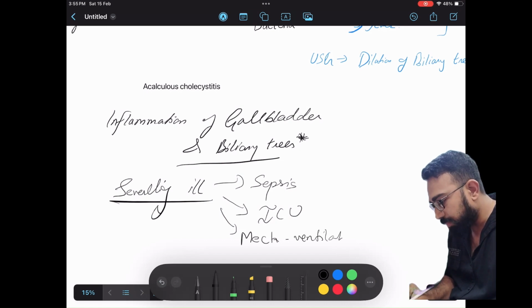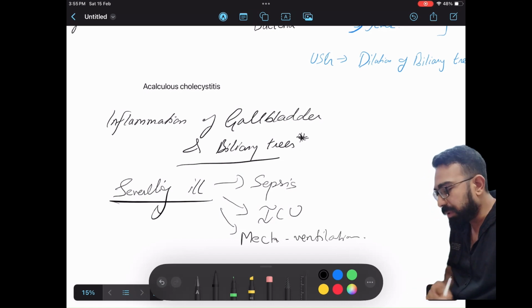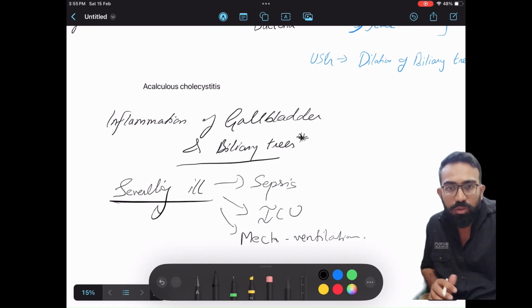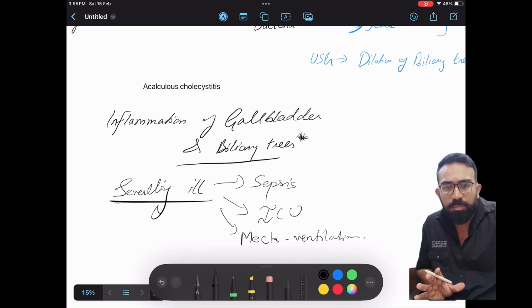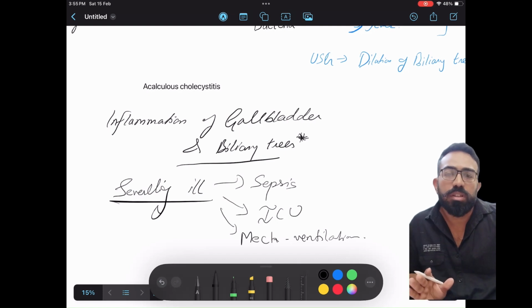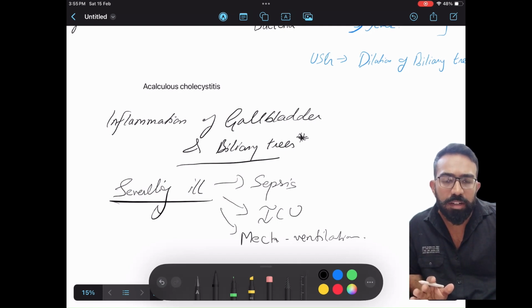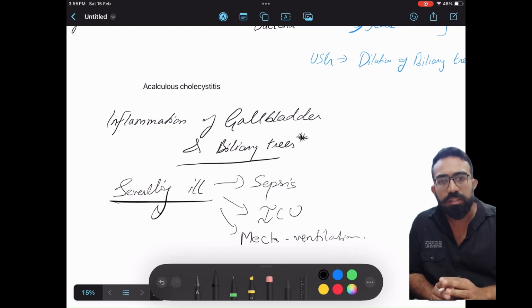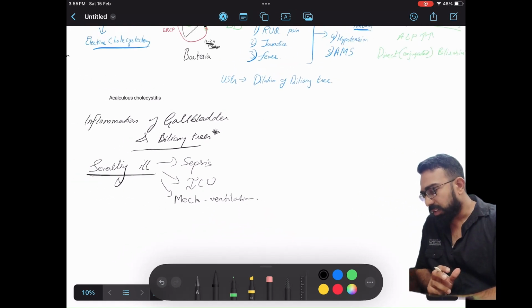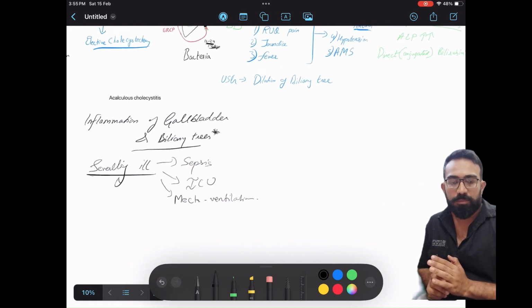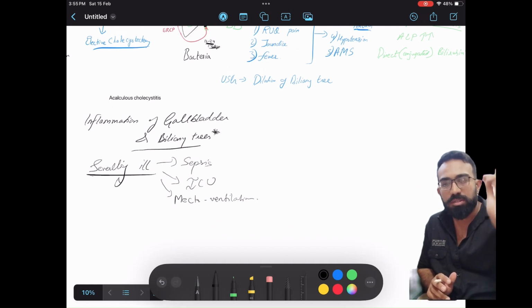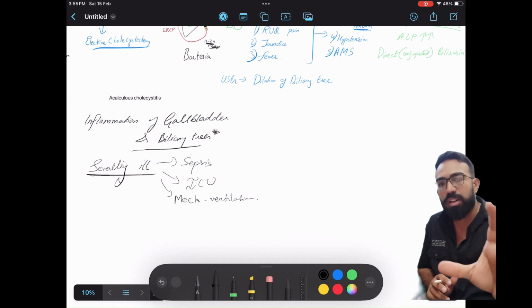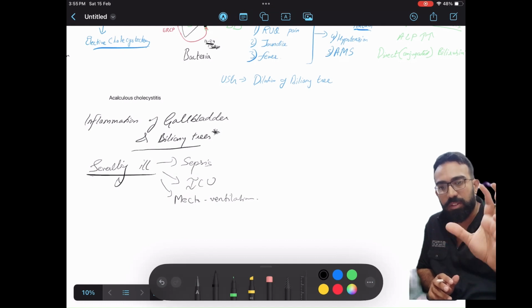So these are severely ill people. In those people, because of biliary stasis, even though there is no formation of any gallstone, just because of the stasis, there is inflammation of the gallbladder wall without any stone. Just the gallbladder wall itself is becoming inflamed.